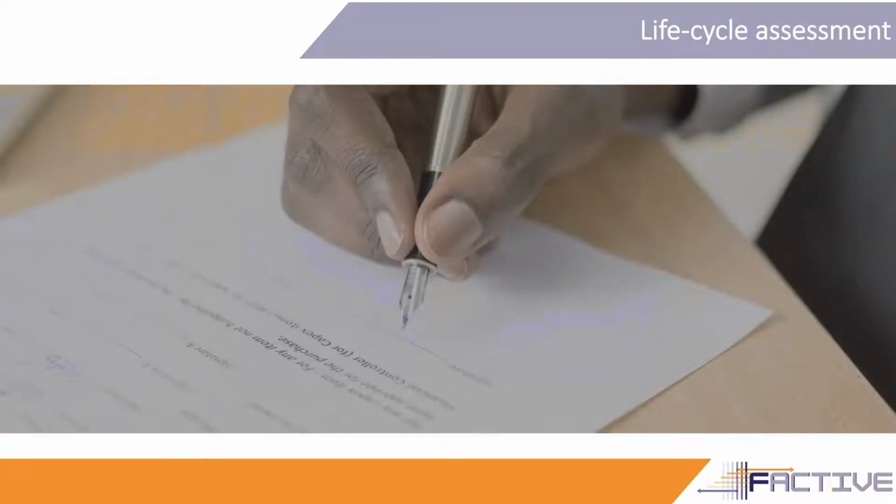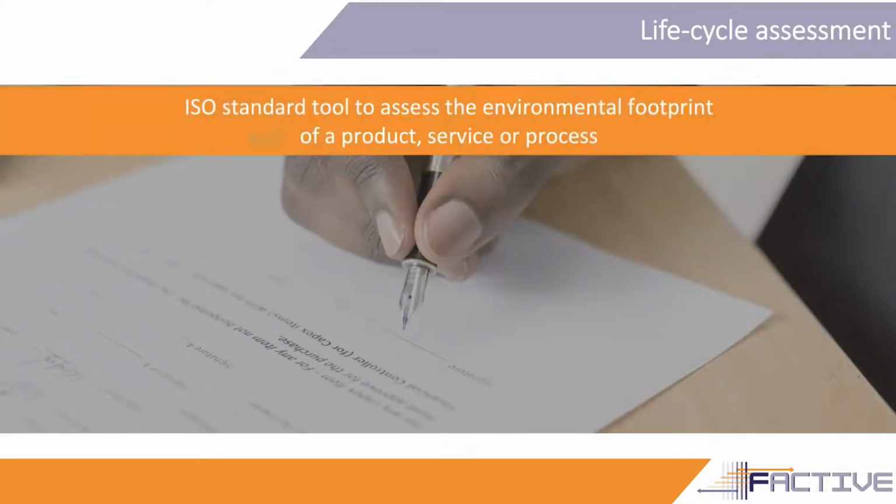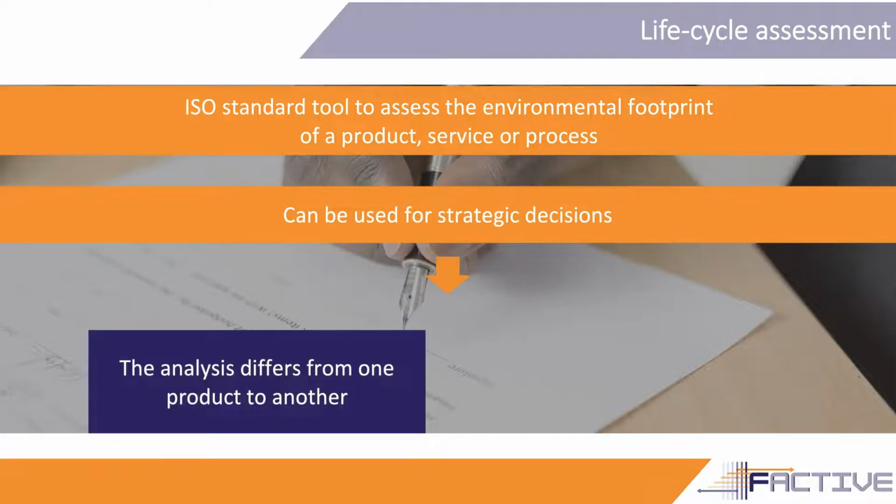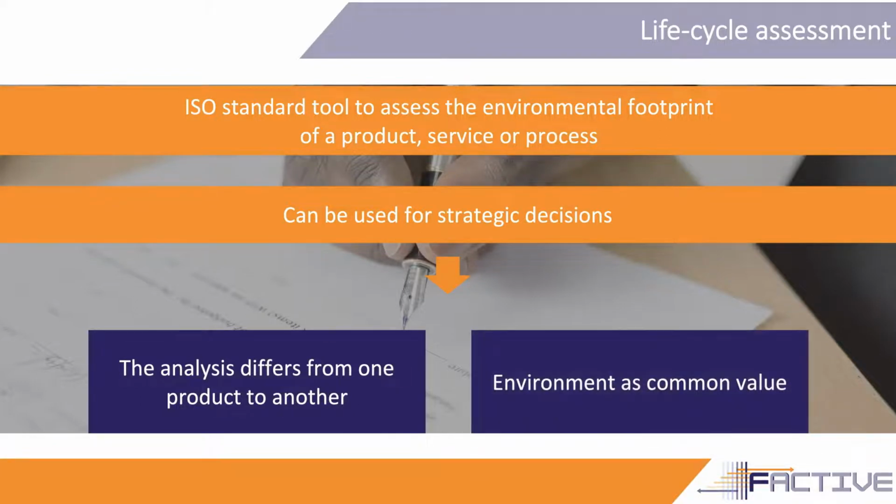The life cycle assessment is an ISO standard tool to assess the environmental footprint of a product, service or process, and to define the factors contributing to that footprint. It can be used for strategic decisions in planning for a product, service or process, and for comparing different development solutions. The analysis of an LCA differs from one product to another, but the philosophy and ideology behind it have, as common value, the environment.